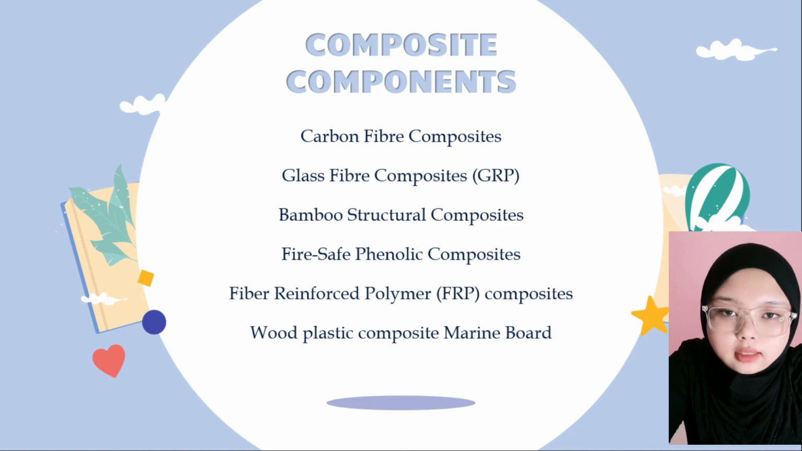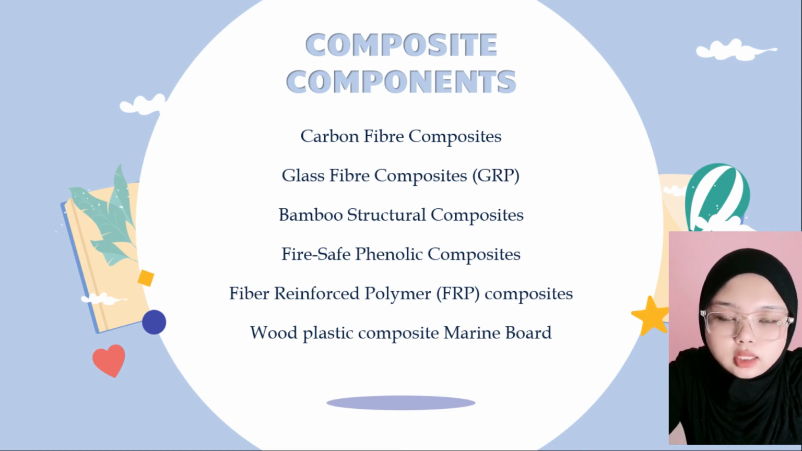However, it needs extreme processing conditions. Fiber reinforced polymer (FRP) composite are used instead of timber, which was traditionally used in small maritime craft, because the wood became increasingly expensive. Last but not least, wood plastic composite marine board, which is a composite material alternative to timber for pontoons, docking stations, jetties, walkways, and similar applications.